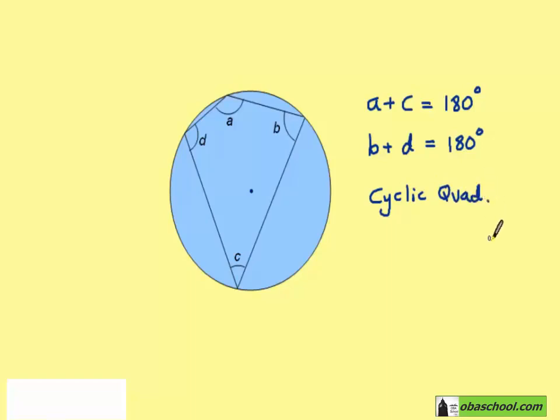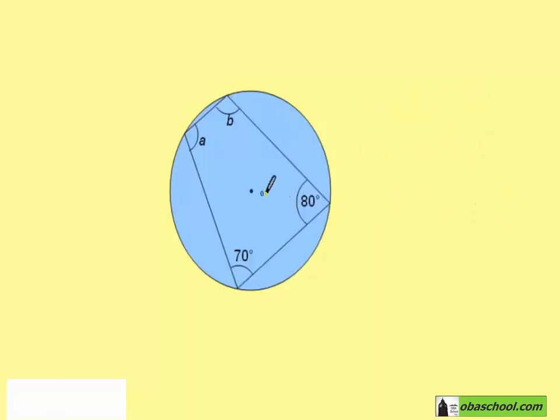A quadrilateral is only cyclic if all four of the vertices are on the circumference. So let's consider here. We have a cyclic quadrilateral. These opposite angles must add to 180. So it follows that A is 180 take away 80, which is 100 degrees.